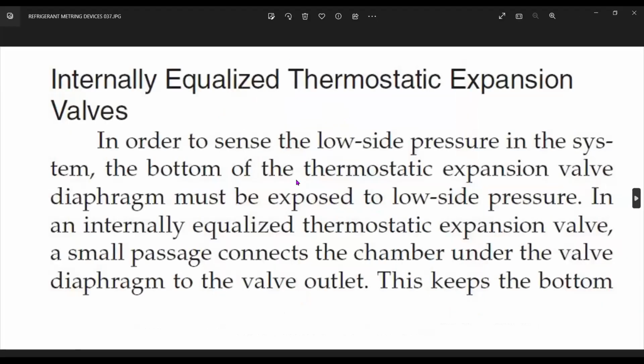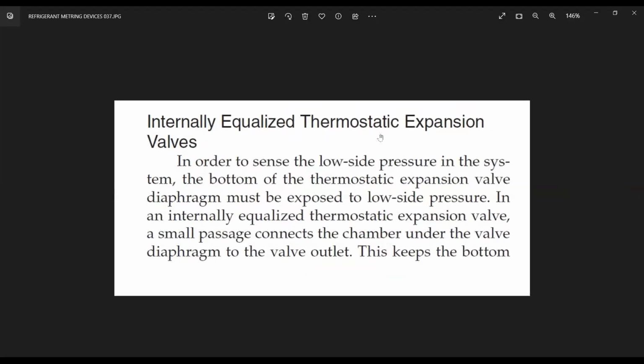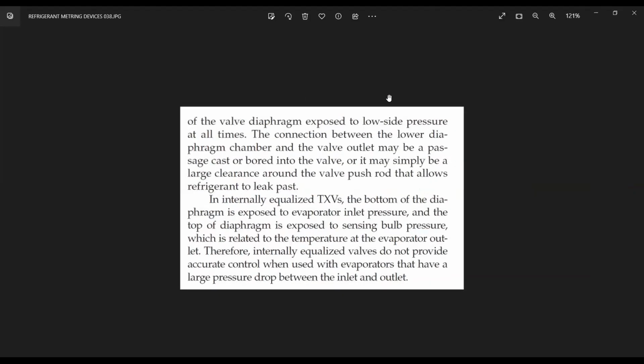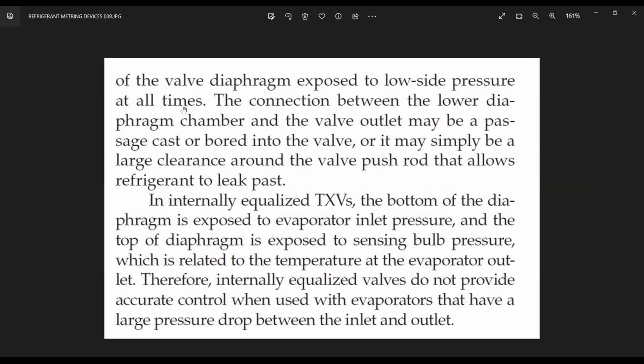So now we talk about internally equalized thermostatic expansion valves. Okay. Now, in order to sense the low side pressure in the system, the bottom of the thermostatic expansion valve diaphragm must be exposed to the low side pressure. That means on the other side pressure. In internally equalized thermostatic expansion valves, a small passage connects the chamber underneath the wall diaphragm to the wall outlet. This keeps the bottom of the wall diaphragm exposed to the low side pressures at all times. So the bottom side is always exposed to the low side pressure.